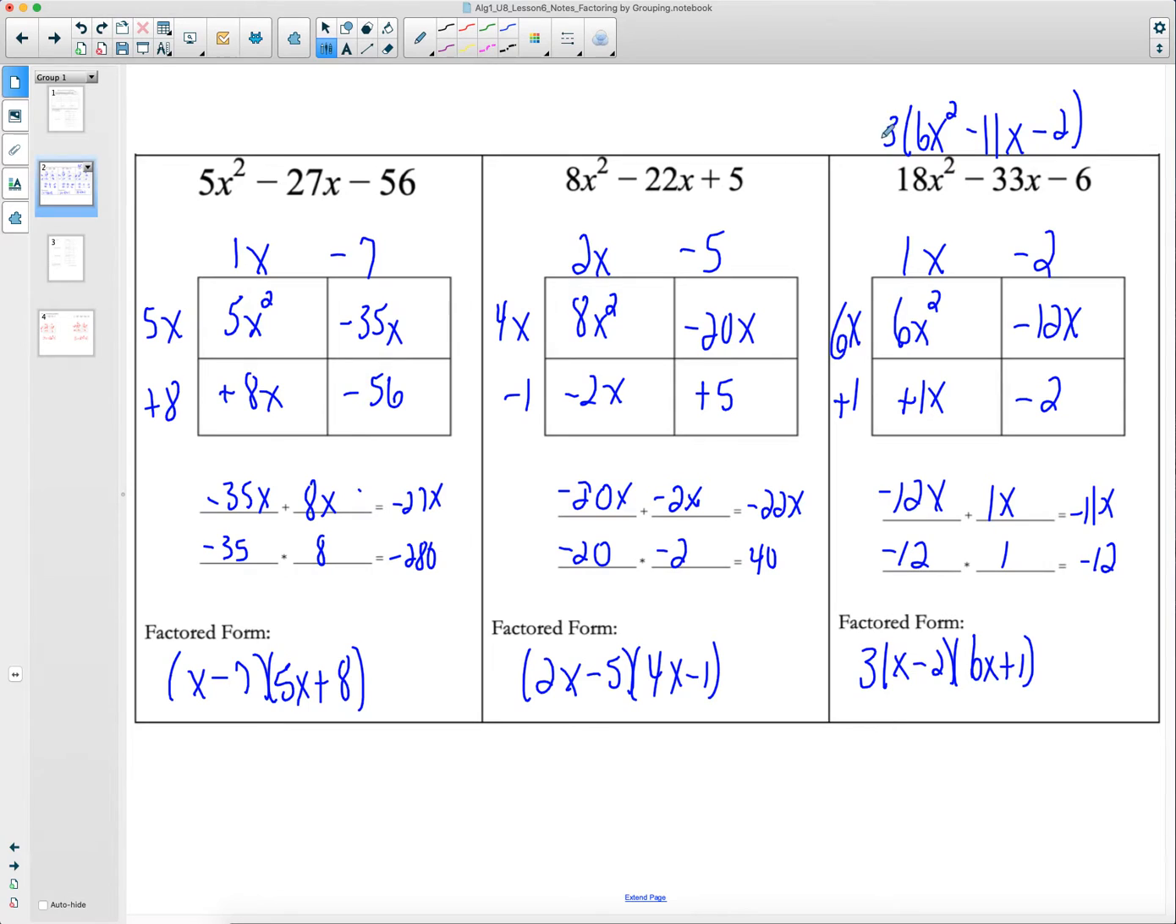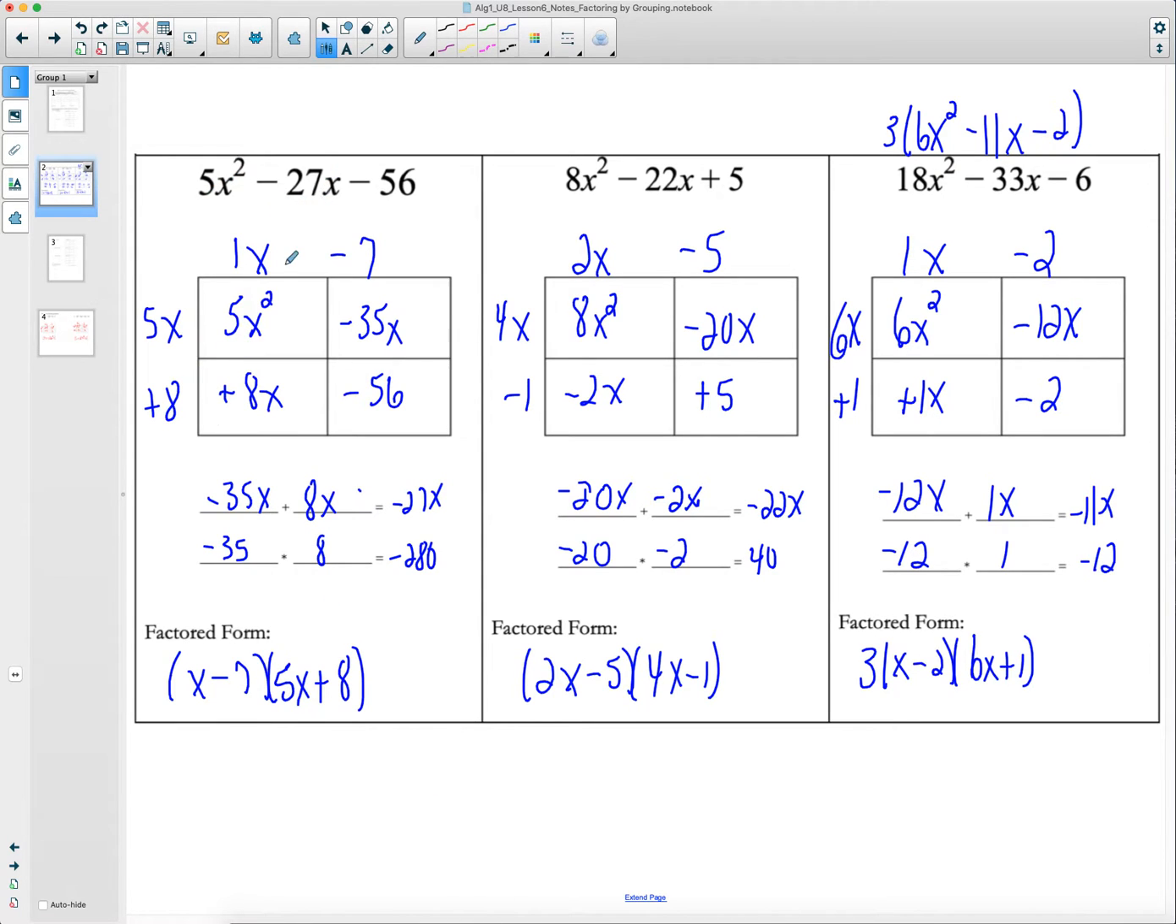And once again, if we take that GCF out, we want to write it out front when we write our factors form. So 3x minus 2 times 6x plus 1. All right. So that is a review of all the factoring that we've talked about. Now, today, it's a little bit easier.